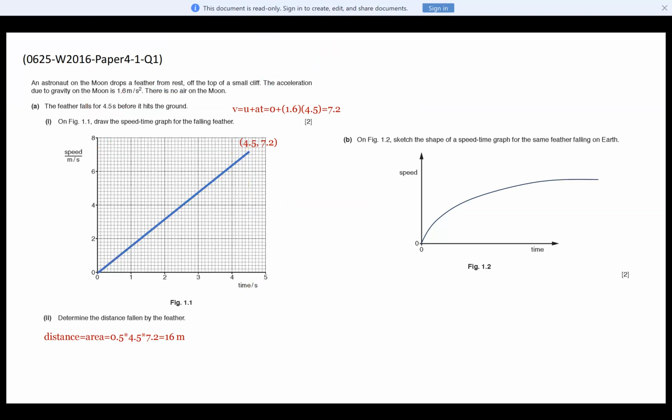In A(ii), we are told determine the distance fallen by the feather. So the new concept here that you should know is that for speed time graphs, the distance is the area.